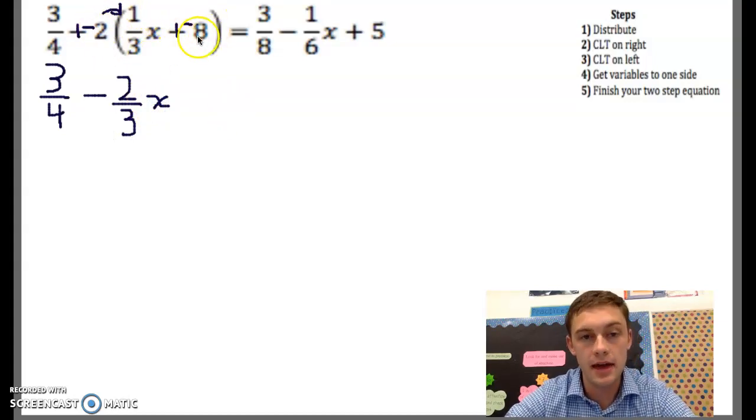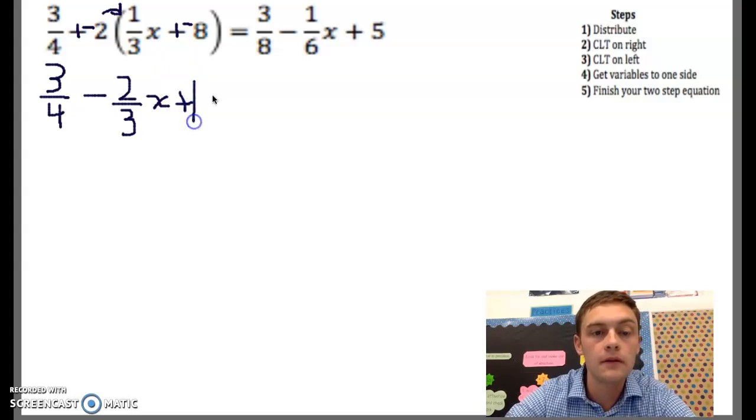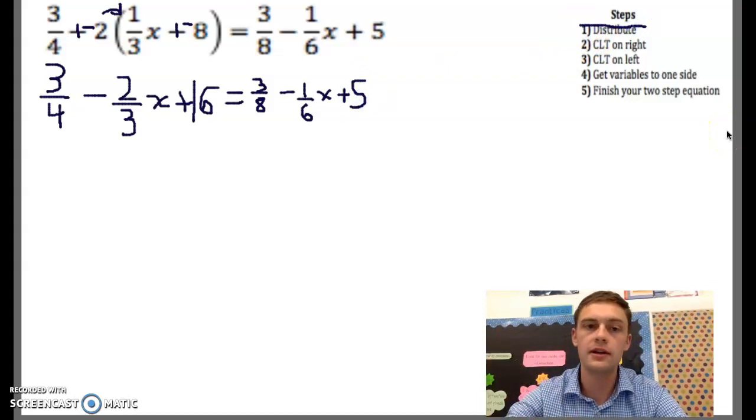-2 times -8. You have to type in those negatives. Don't worry about writing a minus sign. I'm telling you this. Just type that in your calculator and write what you see. Alright. And you can bring down what is left. Alright, you can check that distribute off. Hey, we've done that step. You just go to the next step.